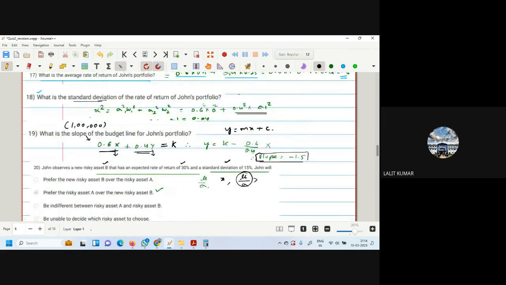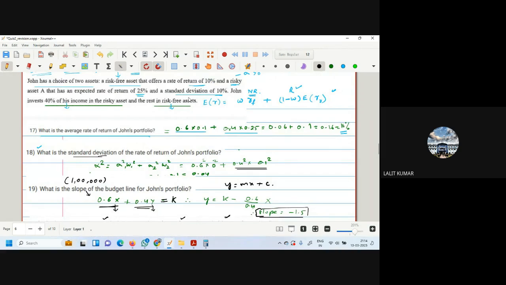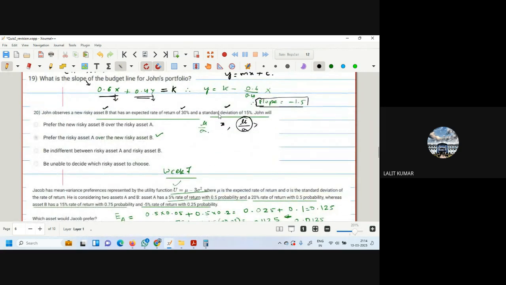We can check that also. A was 25% mu and 10% sigma, so 25 by 10, and in this case it is 30 by 15. So this is 2.5 and this is 2. 2.5 is greater than 2. Therefore, he should remain invested in asset A only, not in B.